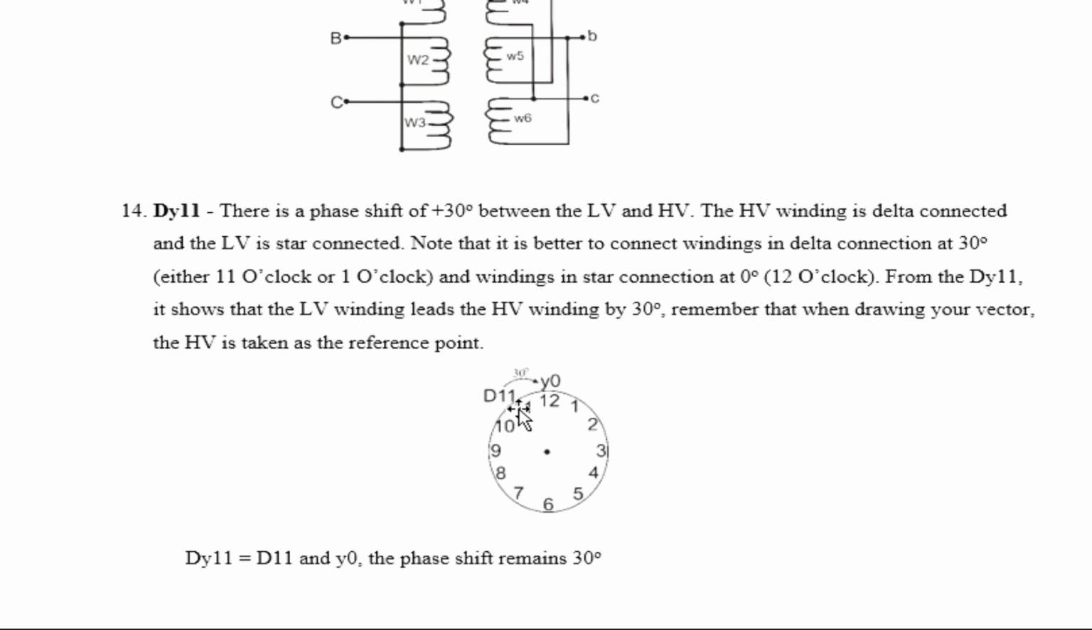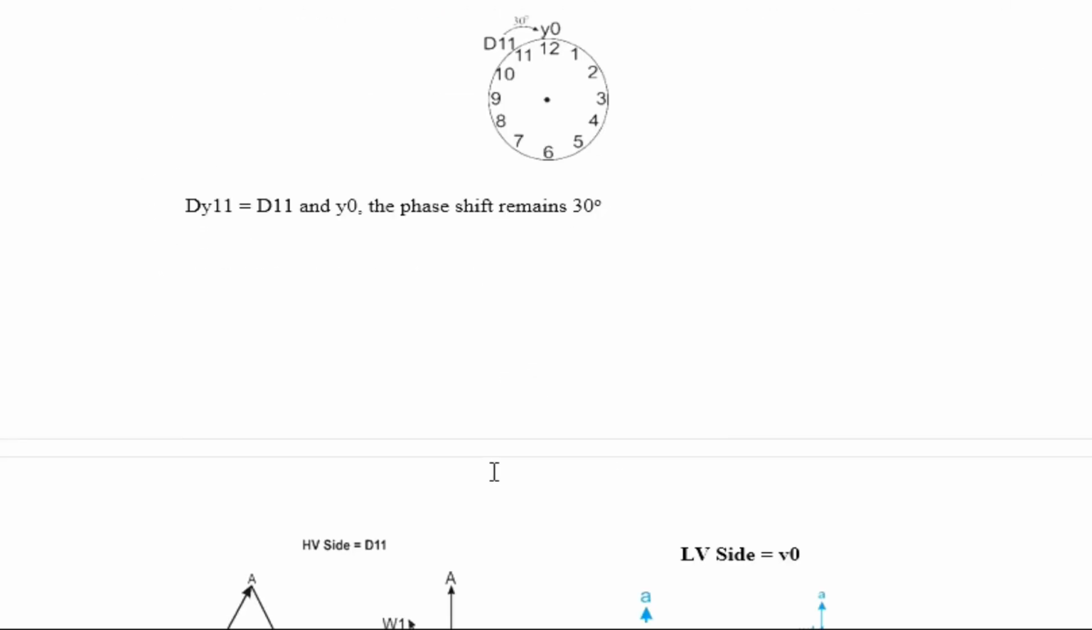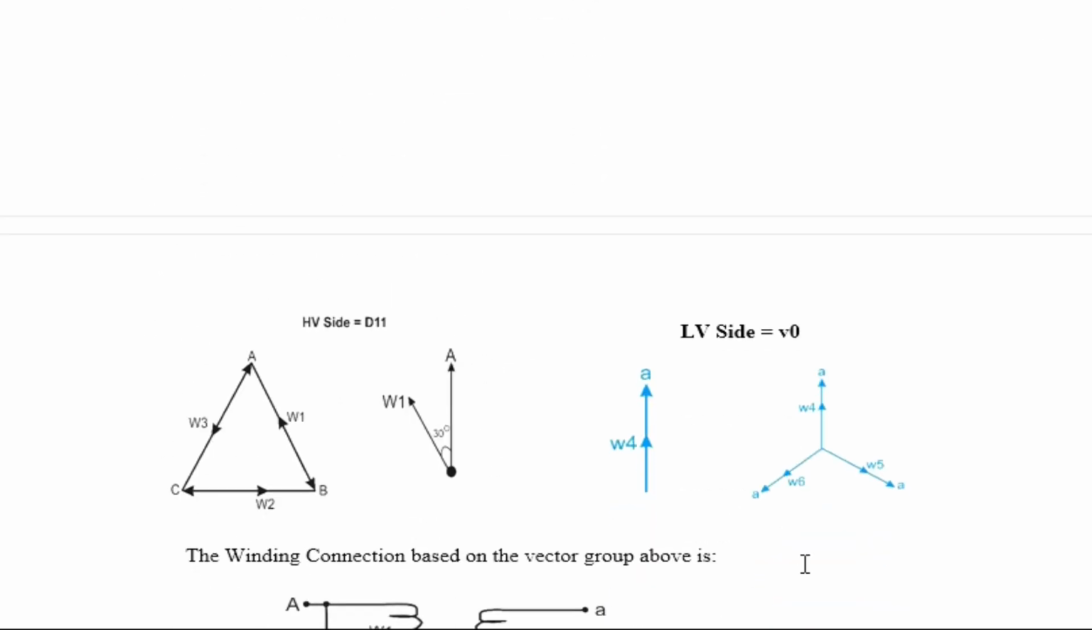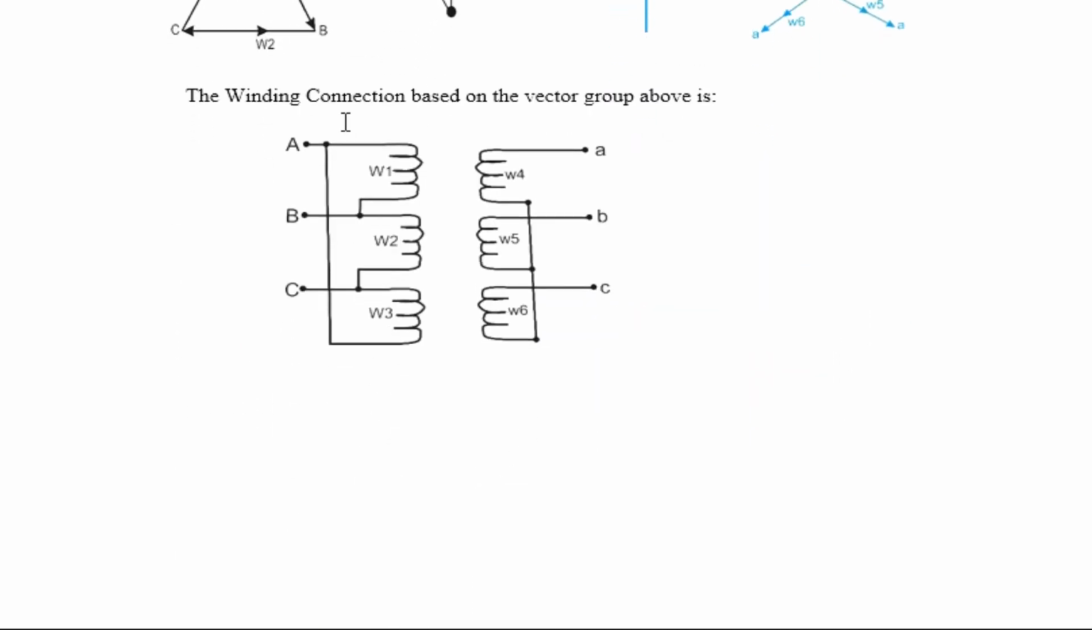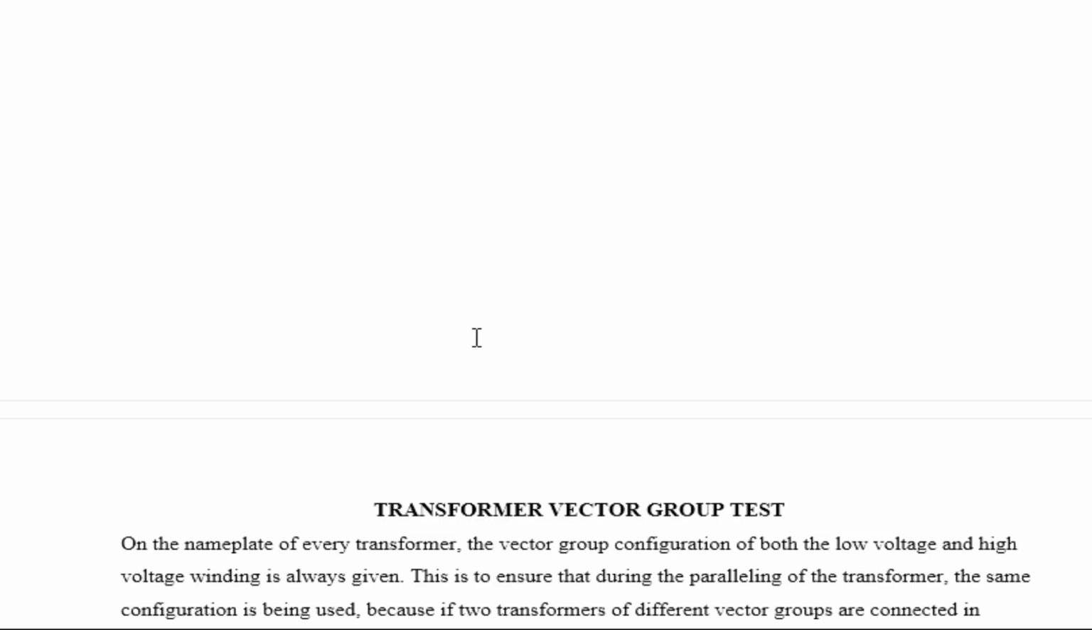So what do we do? We put our low voltage first. Our high voltage is usually the reference point, our D. So we put our D11, and it's leading. That means our low voltage should be in front. So when it's in front, it's Y0, and they are 30 degrees apart. So DY11 will now be capital D11 and Y0, and the phase shift remains 30 degrees. So this is our D11, and this is our Y0. And when we draw the diagram, this is how the diagram will be.